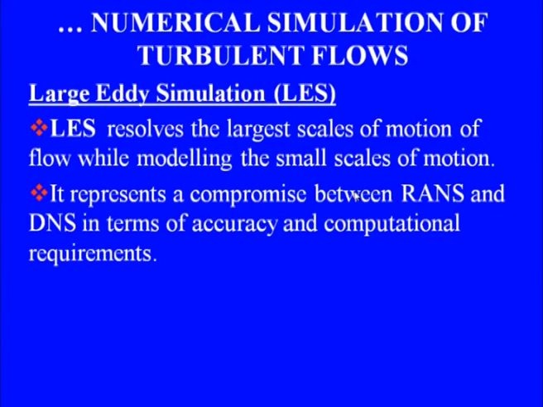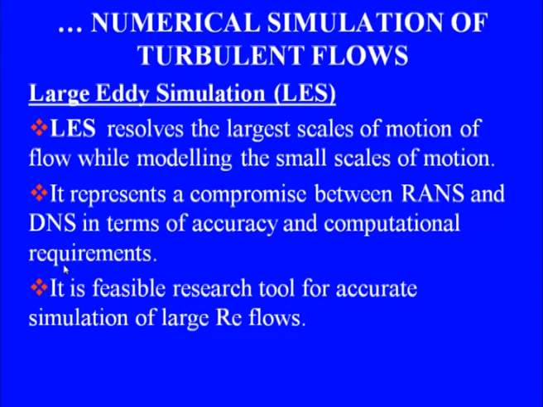And the last one is large eddy simulation. Here LES resolves the largest scales of motion, that is, the most energetic eddies are fully resolved, while modeling the small scales of motion which we saw in the previous diagram. It represents a compromise between Reynolds average Navier-Stokes simulation and DNS in terms of accuracy and computational requirements. Large eddy simulation results are less accurate compared to DNS, but their computational requirements are much less compared to DNS, and they are far more accurate than RANS.